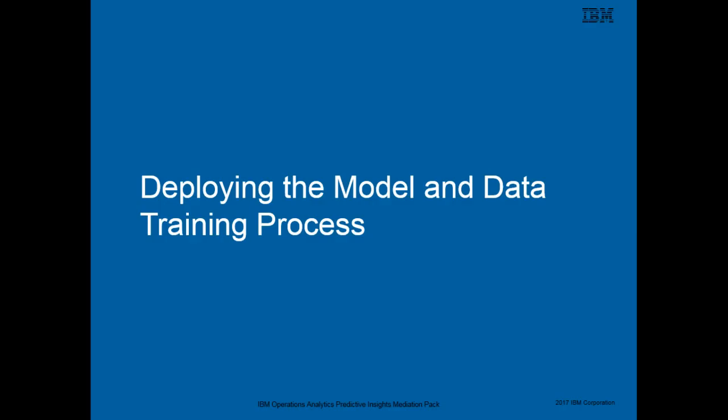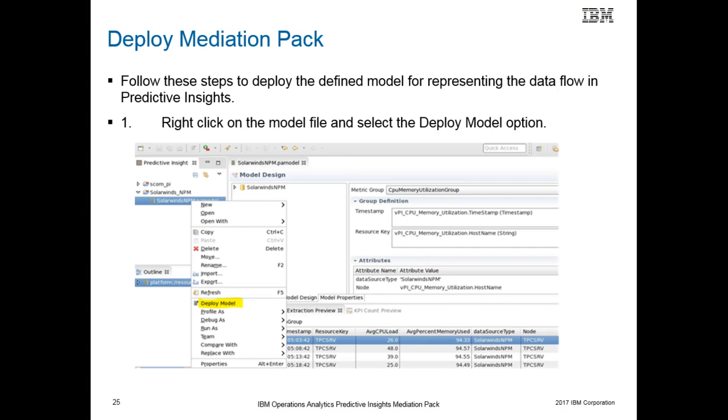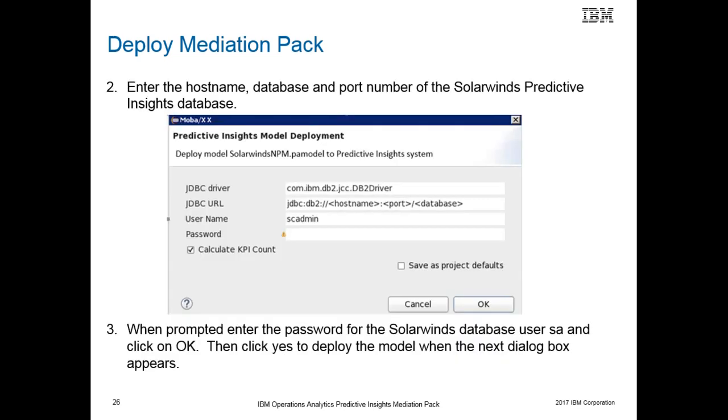In this section we will discuss how to deploy the data model and start the data training process. To deploy the mediation pack, first, right-click on the model file and select the Deploy Model option as shown on the slide. For the next step, enter the hostname, database and port number of the SolarWinds database. You will be prompted for the SolarWinds database user and password. After you enter the user and password, click Yes to deploy the model.